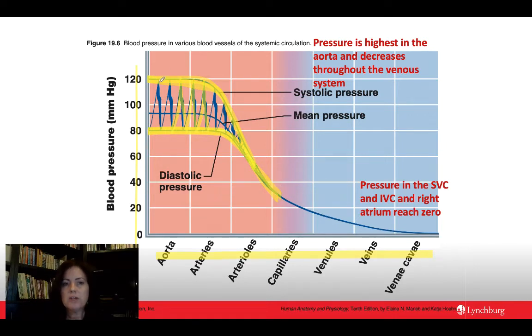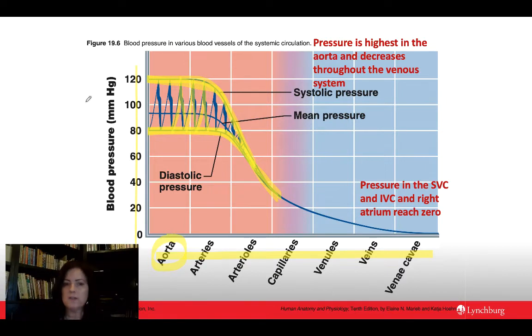And we see this variation, obviously, the closer that we get to the heart. So the aorta is going to have these large fluctuations in pressure, which is okay because it's elastic, right? It's an elastic type of artery, and so it's able to expand and recoil very nicely. And that's exactly what it's designed to do.